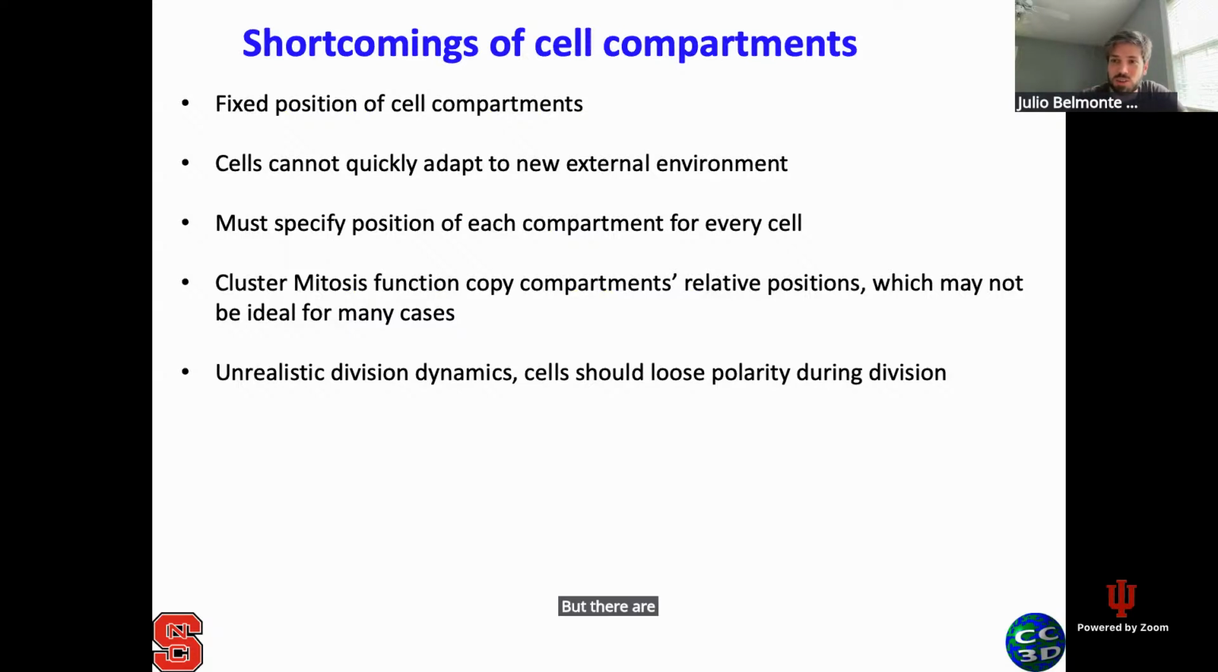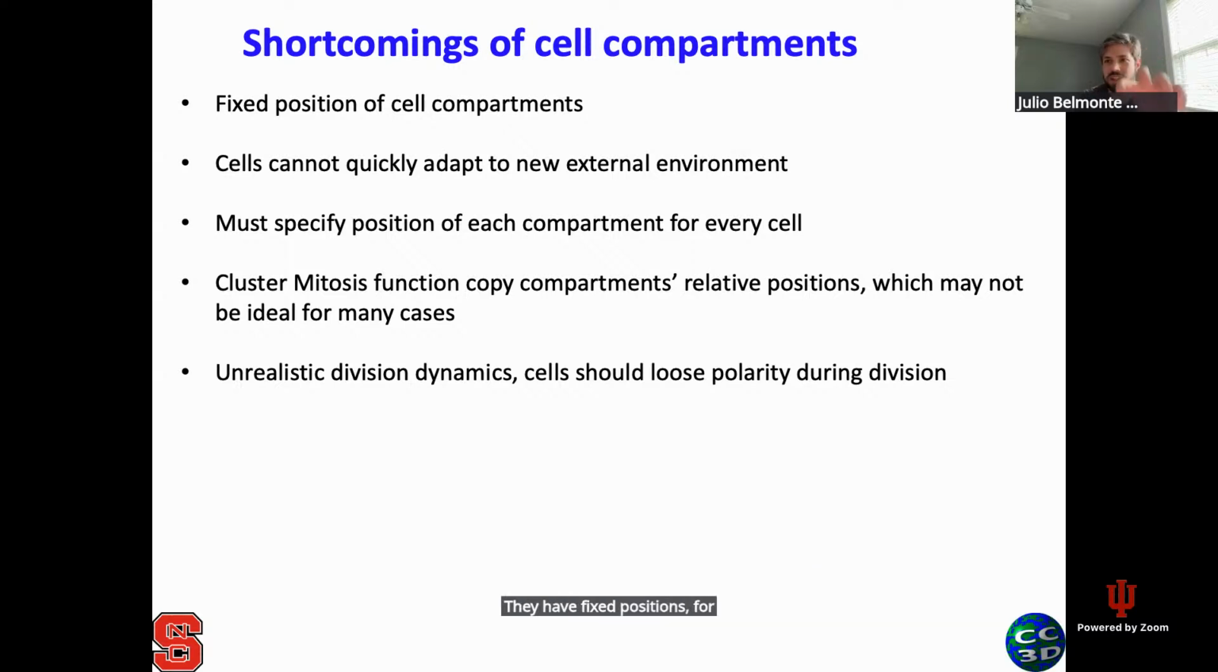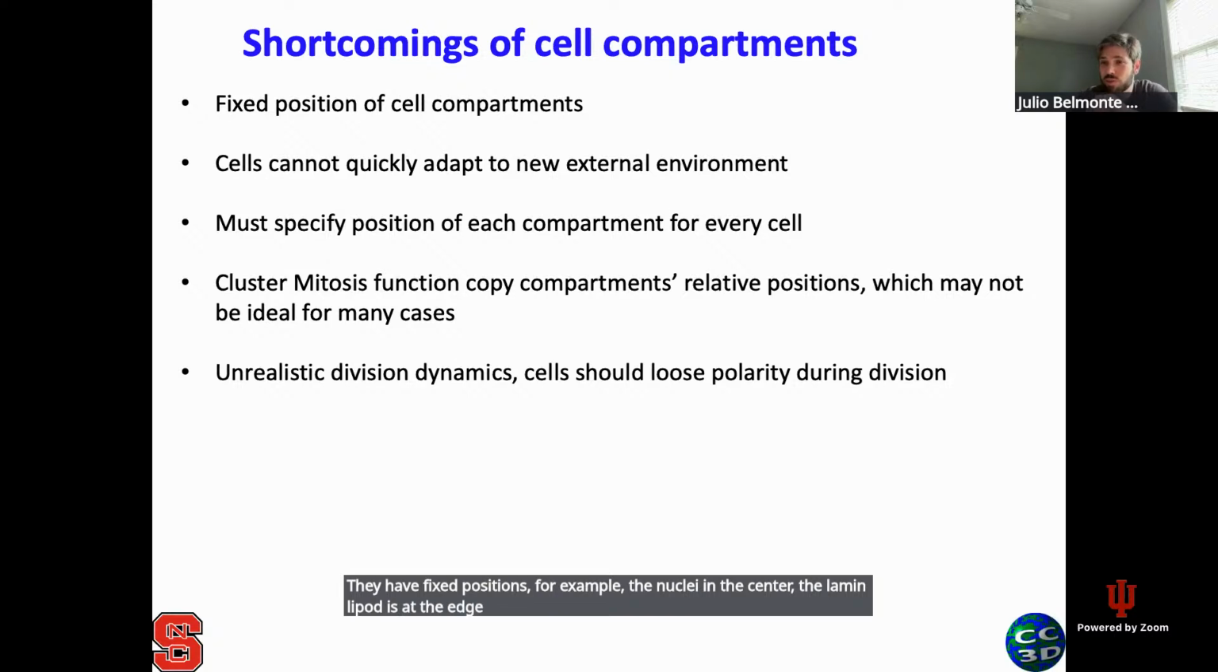But there are some shortcomings when you use cell compartments. Even when you use abstract cell compartments, one of the limitations that you still have is that usually you put the compartments at fixed places inside the cell, so they have fixed positions. For example, the nucleus is in the center, the lamellipodium is at the edge, and you have to choose where you're going to draw your lamellipodium to begin with. So you usually put it on a specific side, the right side of the cell or the top of the cell.